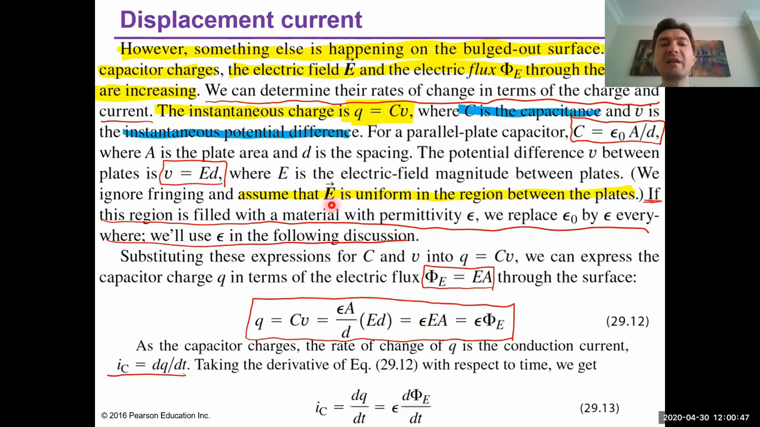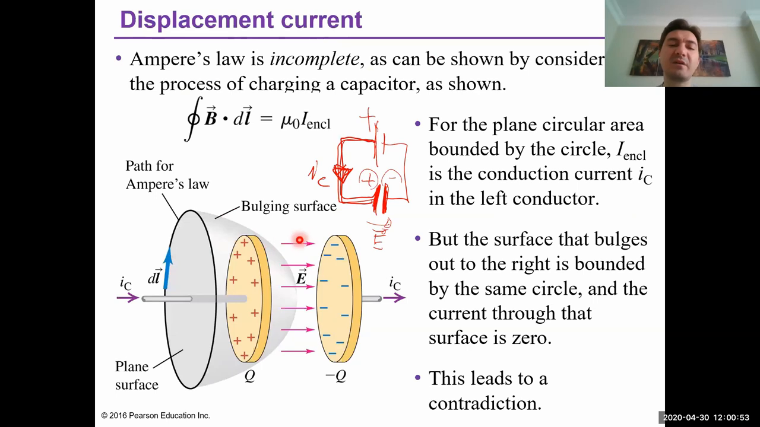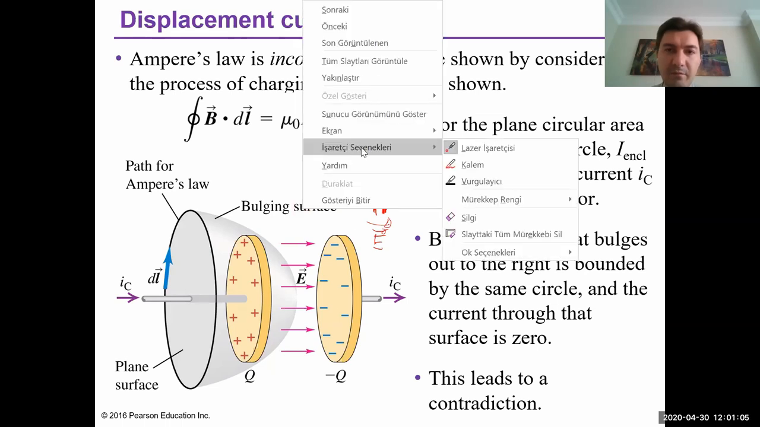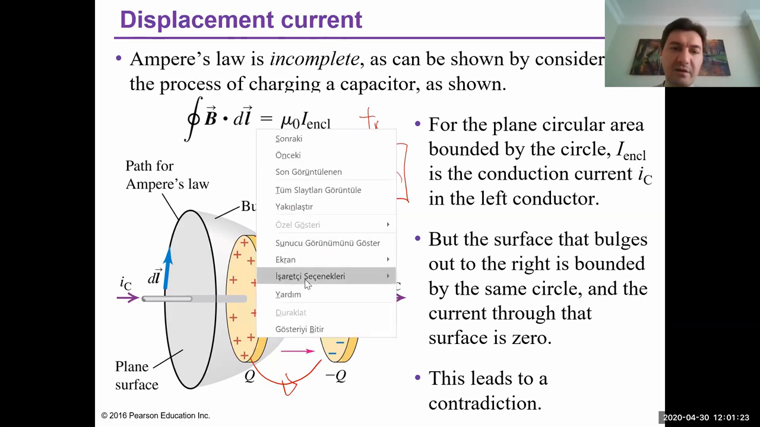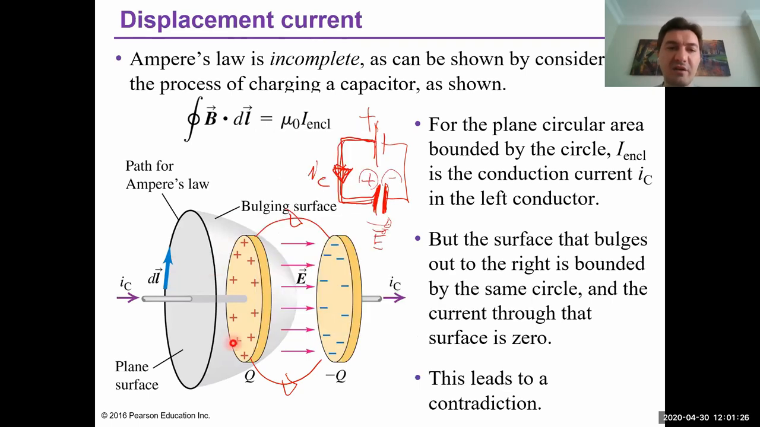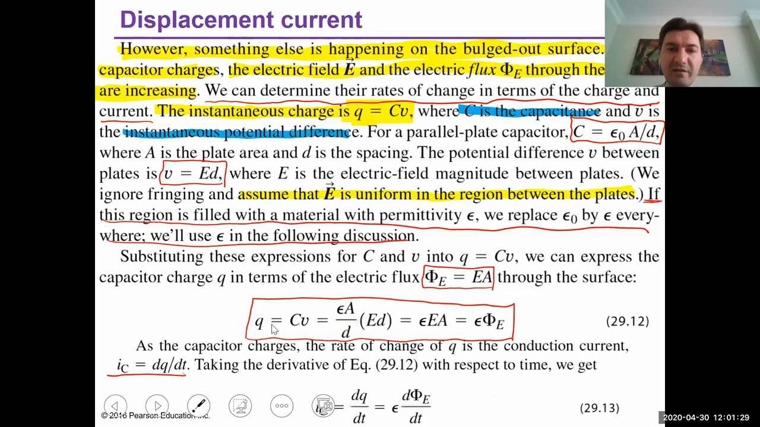Then assume that E is uniform in the region between the plates. I mean, we are talking of E changing by time, but it is uniform, okay? It is not like this. So it can also be like this. Okay, you don't consider such fringes. We have uniform electric field and its magnitude changes by time due to the change in the charge on the capacitor plates.